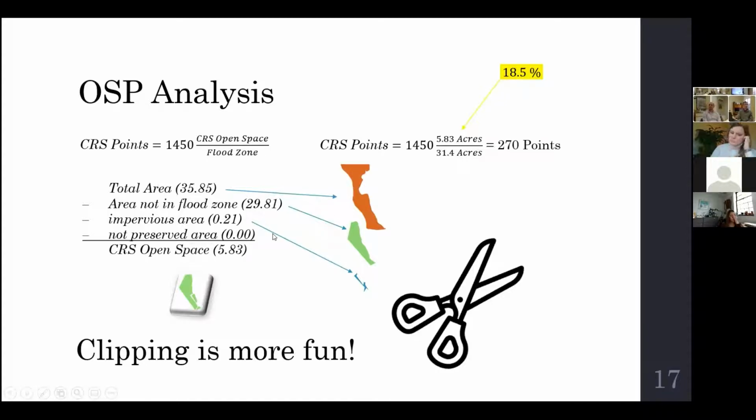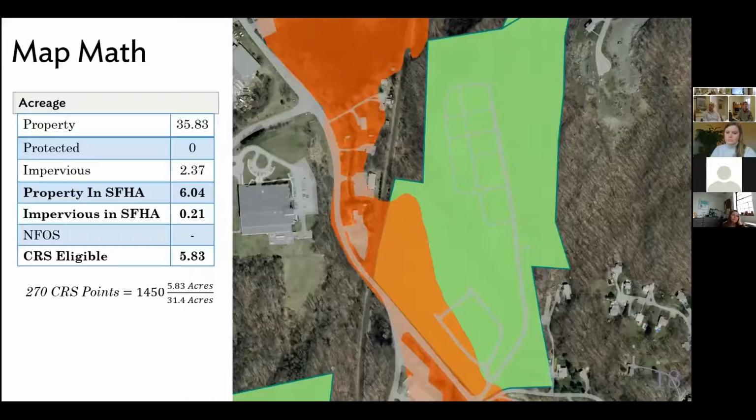So we calculated this out on a parcel level across the inventory through a process that looks sort of like this. In this example, we have this property. It's a 35.83 acre property. You can see the impervious surface here in gray. This is 2.37 acres total.